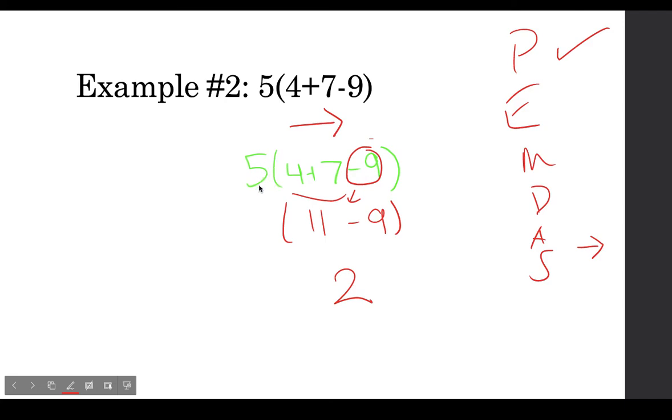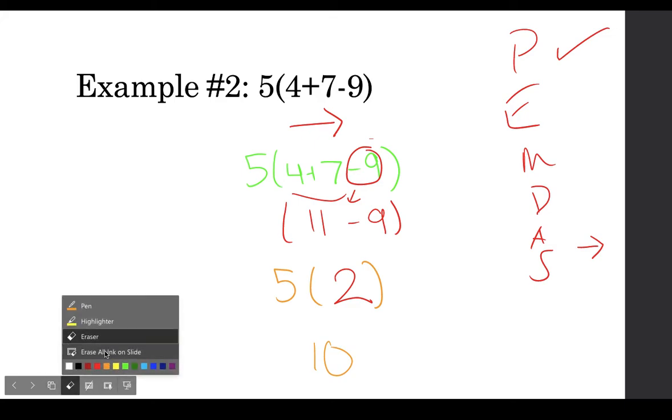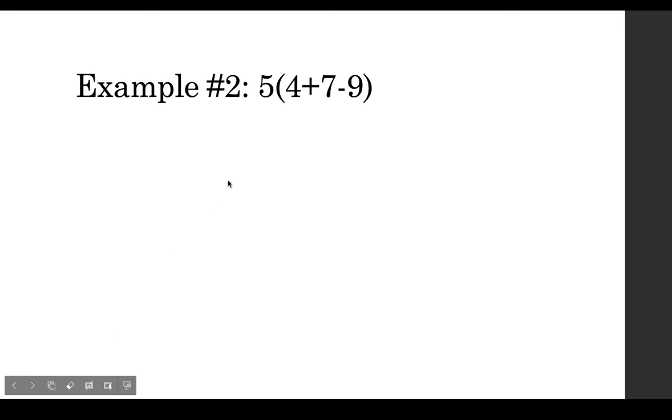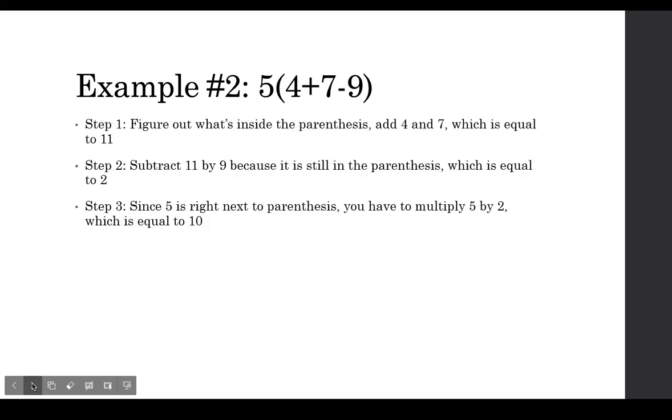Now, we have this 5 next to the parentheses. What do you think that means? This is a form of multiplication. So if there's a number next to any parentheses, it's always going to be multiplication. So let's do 5 multiplied by 2, and make this an x. Usually they don't have that x there, but 5 multiplied by 2 is 10. So our final answer is going to be 10. Now let's check it. Answer 10. So we were correct.